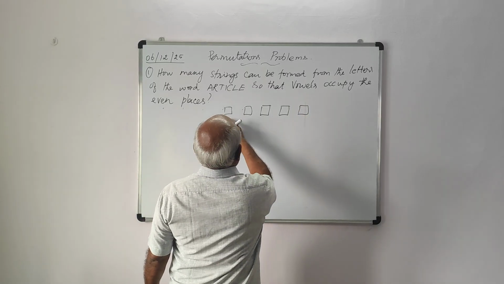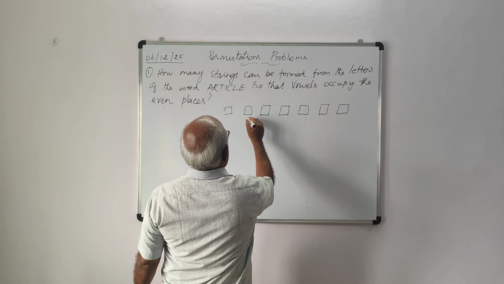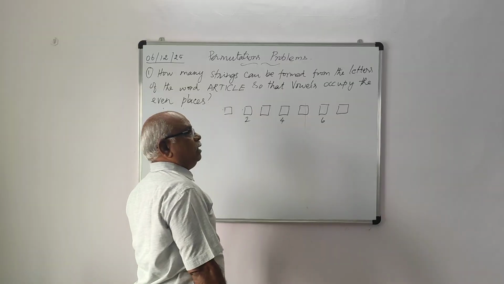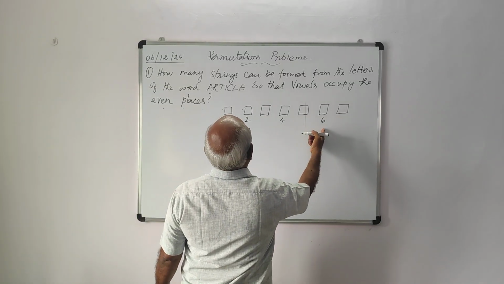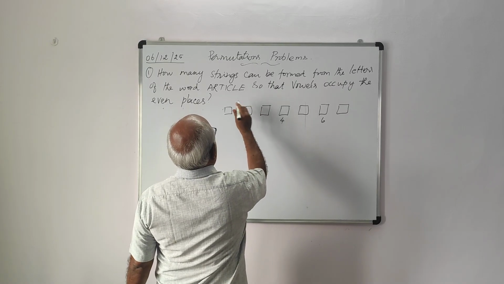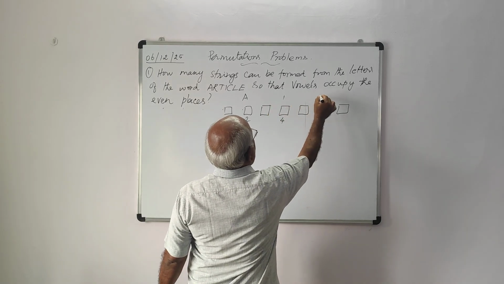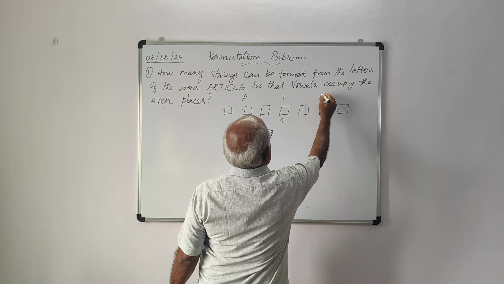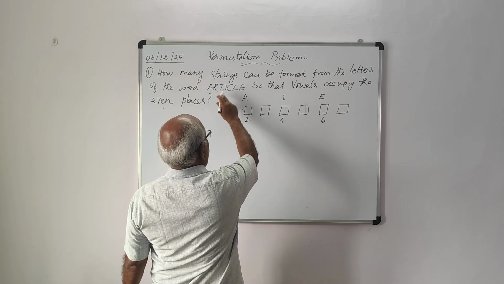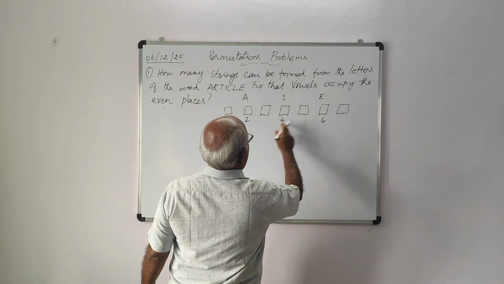In the word ARTICLE you have 7 letters, 1, 2, 3, 4, 5, 6, 7 places. This is the second place, this is the fourth place, this is the sixth place, the even places. Even places are 3 places, and there are 3 vowels in the word ARTICLE: A, I, E.